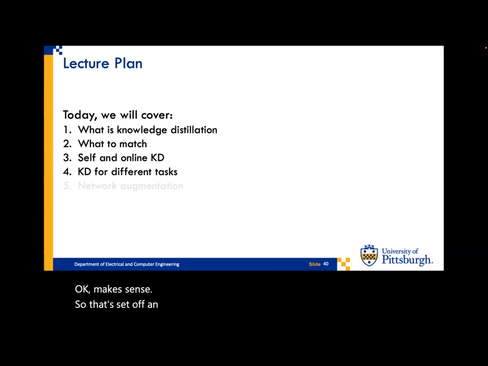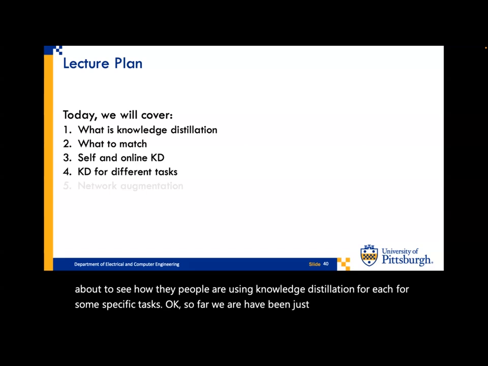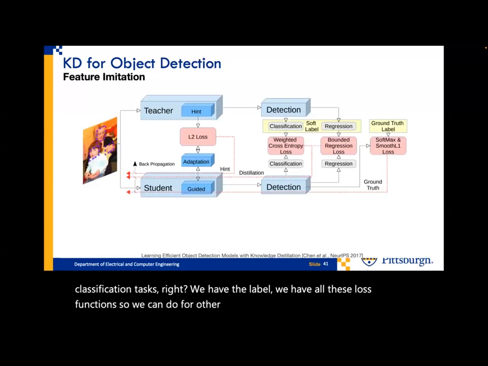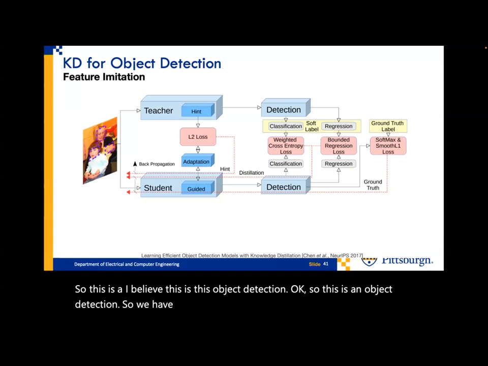So next let's take some time to see how people are using knowledge distillation for some specific tasks. So far we have been assuming classification tasks, where we have the label and all these loss functions. We can do this for other tasks as well. This, I believe, is object detection. We have the teacher model and the student model, and both of them have this detection.